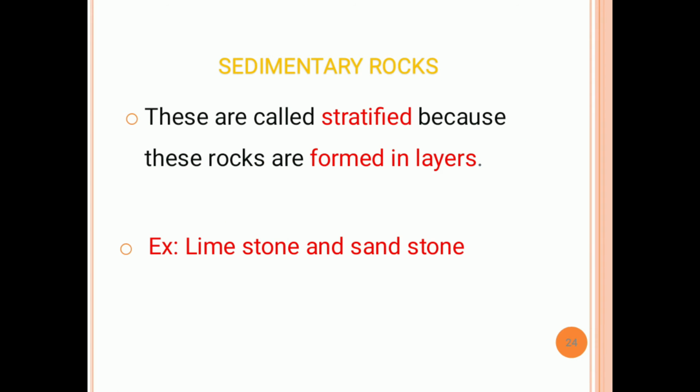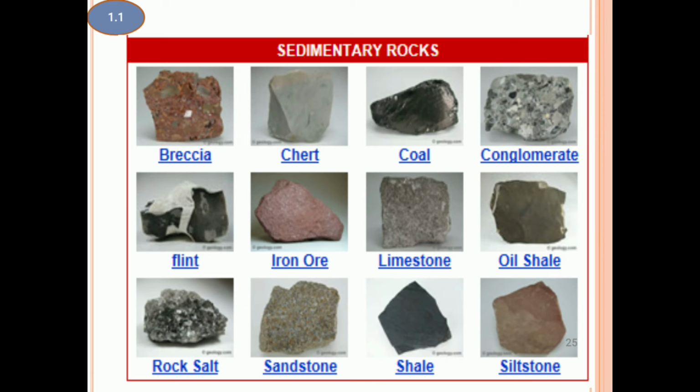So by seeing it yourself you will be able to easily identify whether it's an igneous rock or a sediment rock. Sediment rocks are called stratified because the rocks are found in layers. The best examples are limestone and sandstone. Some other examples of sediment rocks: breccia, chert, coal, conglomerate, flint, iron ore, limestone, oil shale, rock salt, sandstone, shale, and siltstone. So all this comes under the classification of sediment rocks.